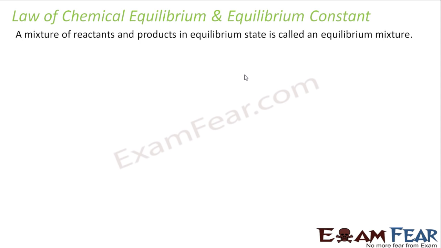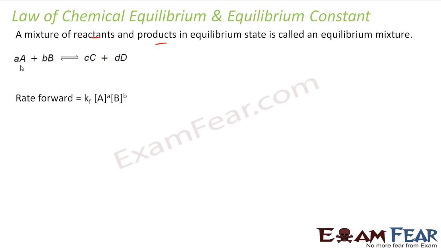An equilibrium mixture is nothing but a mixture where the reactants and the products are in equilibrium, and there the rate of forward reaction is equal to the rate of backward reaction. So we have the equilibrium reaction here: a mole of A plus b mole of B gives c mole of C and d mole of D. For this, the rate of forward reaction will be some constant Kf into A to the power small a into B to the power small b. This will be the rate of forward reaction.